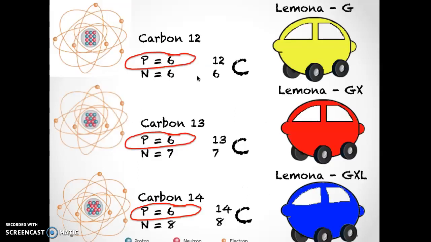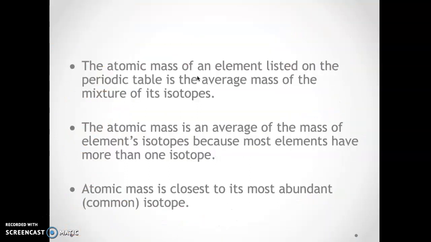So the atomic mass of an element listed on the periodic table is the average mass of the mixture of its isotopes. Hey, guess what? Something like 99% of carbon is carbon-12. Something like 1% is carbon-13, and a very small fraction is carbon-14. When you mix them all together in those relative abundances, the average mass is going to turn out to be 12.01. That's what you should see on your best friend. Your periodic table should show a mass of about 12.01. And I'm going to show you how to calculate that 12.01 in a little bit of time. So now, the atomic mass is the average mass of the mixture of the isotopes.